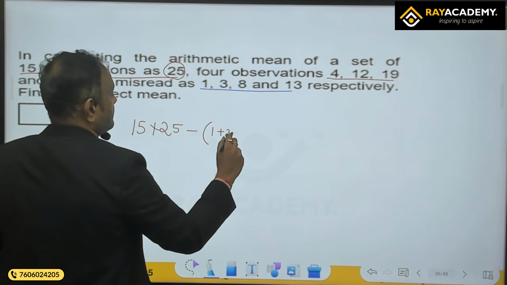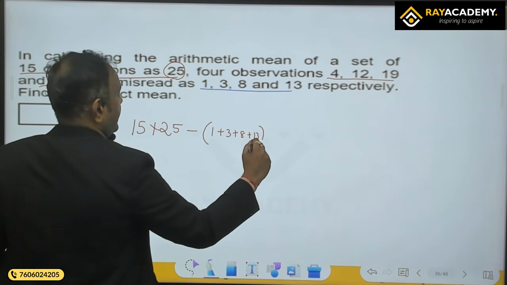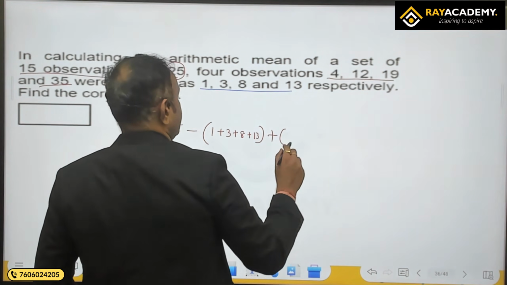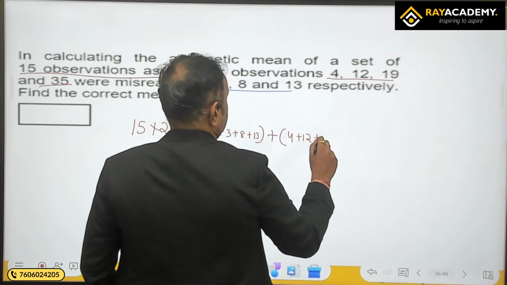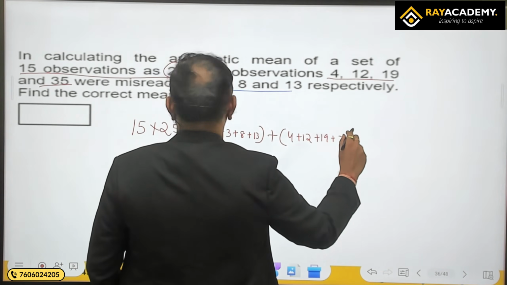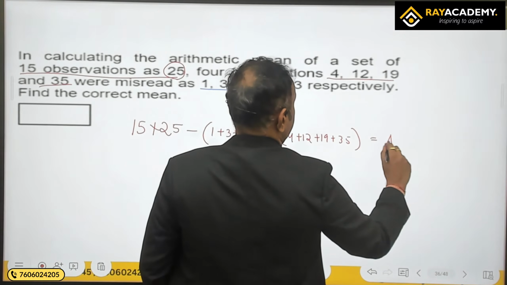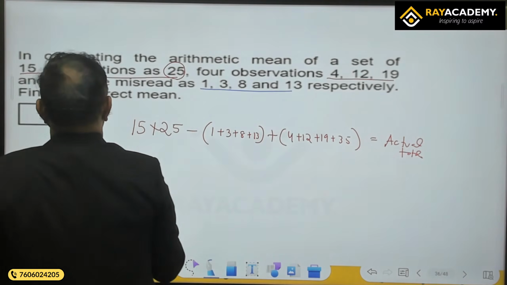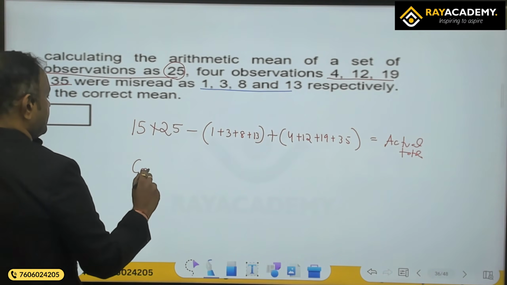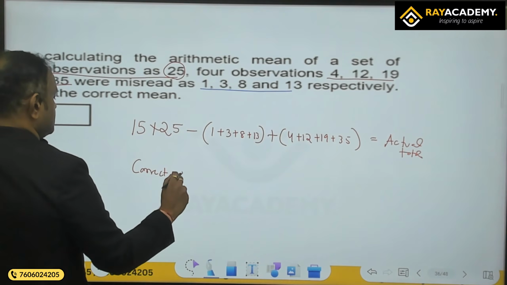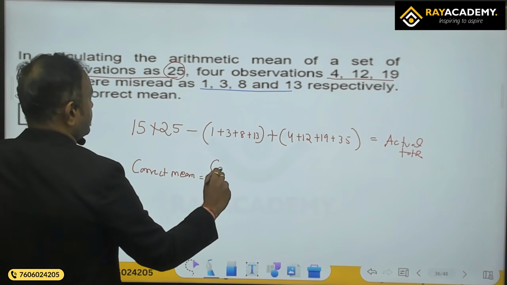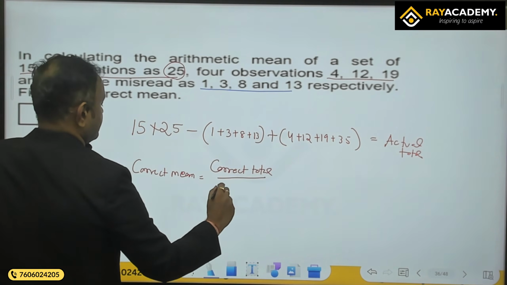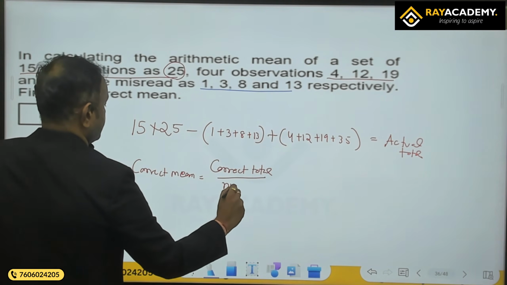So first you subtract the wrong observations 1 plus 3 plus 8 plus 13 and add the correct observations. The correct observations will be 4 plus 12 plus 19 plus 35. So this will be the actual total. So the correct mean will be the correct total divided by the number of samples.